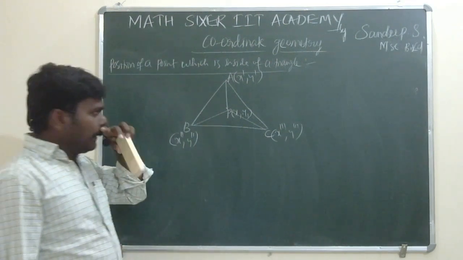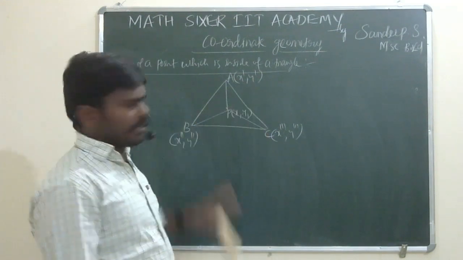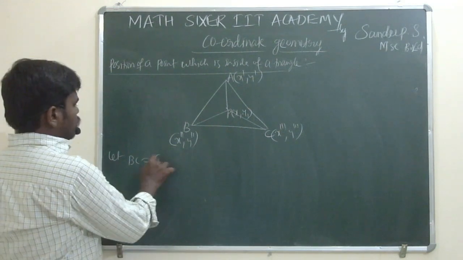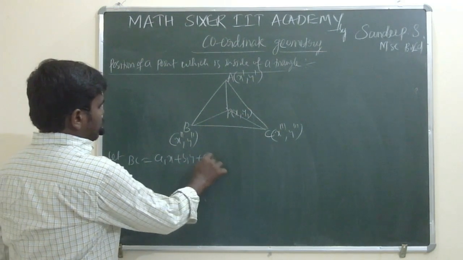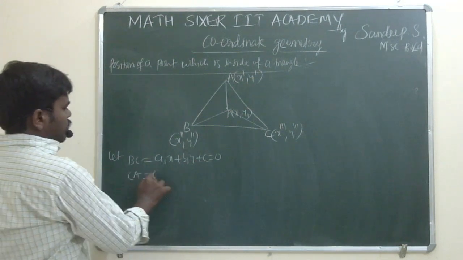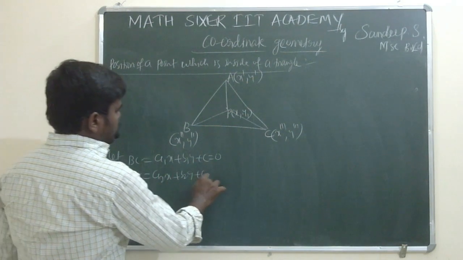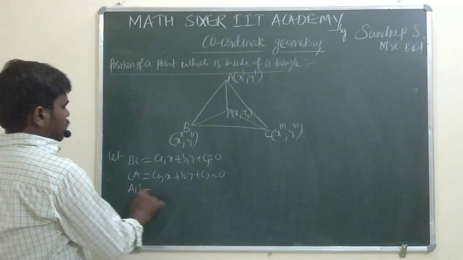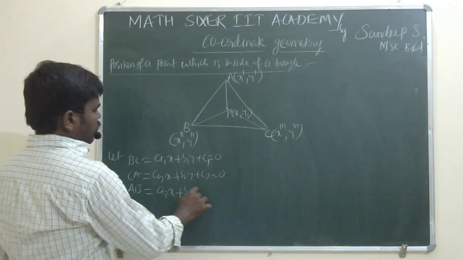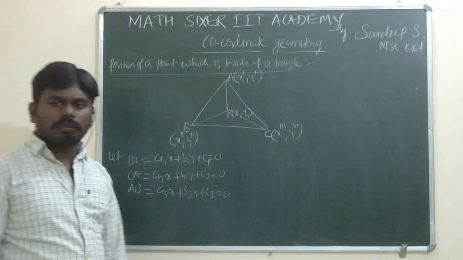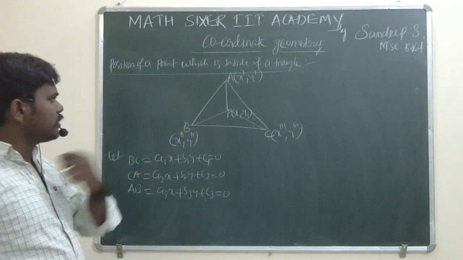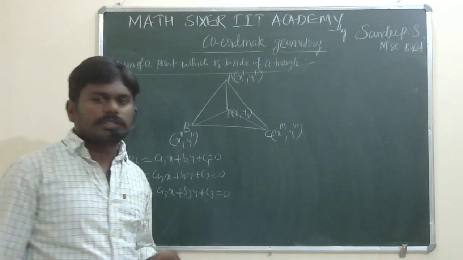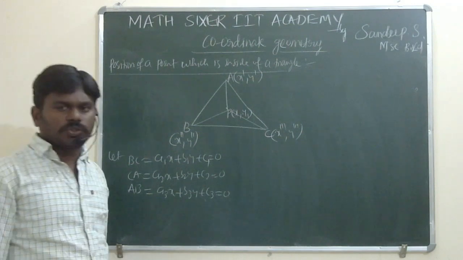Okay. Now, what about the equations of the sides of the triangle? So let BC be a1x plus b1y plus c1 equal to 0, CA be a2x plus b2y plus c2 equal to 0, and AB be a3x plus b3y plus c3 equal to 0. Okay, so when we have the sides and also the vertices of the triangle, how do we find the position of the point P, x1 comma y1, which is inside the triangle?